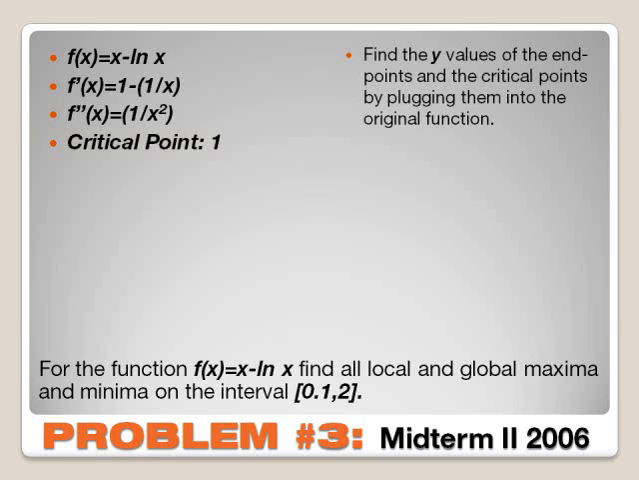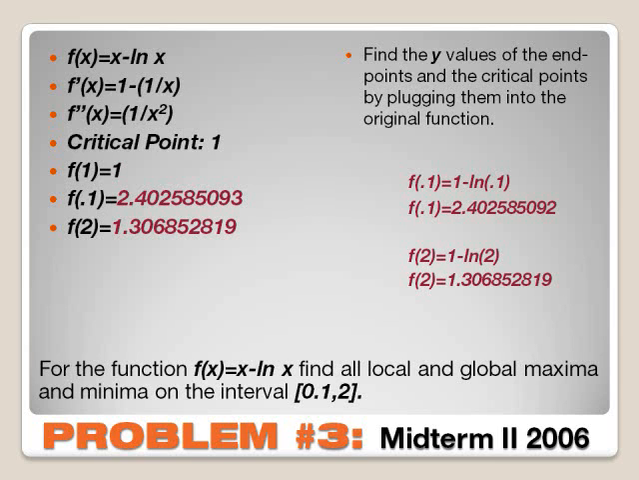Next, we find the y values of the endpoints and the critical points by plugging their value into the original function. We discover that f of 1 equals 1 minus ln 1, hence f of 1 equals 1. Now we do the same for the endpoints. We discover that f of 0.1 equals approximately 2.4, and f of 2 equals approximately 1.3.